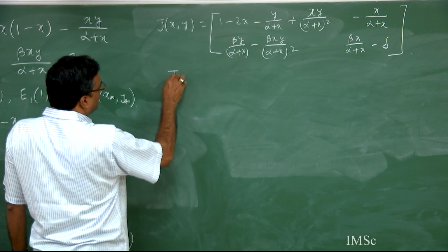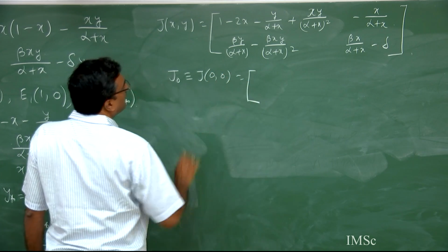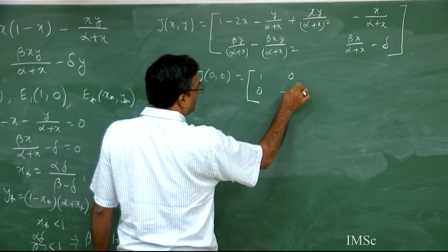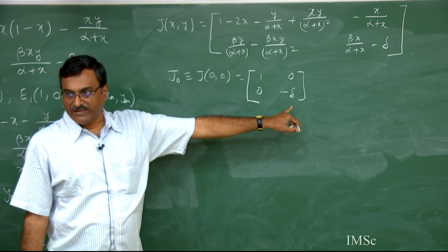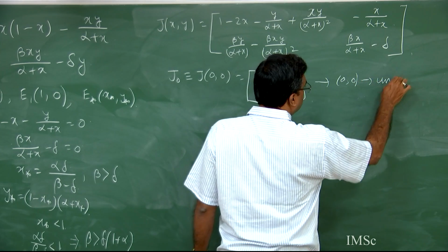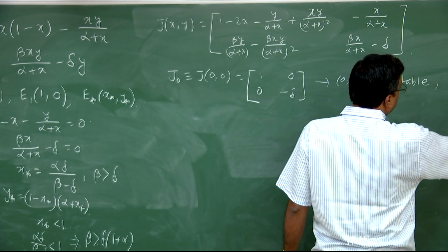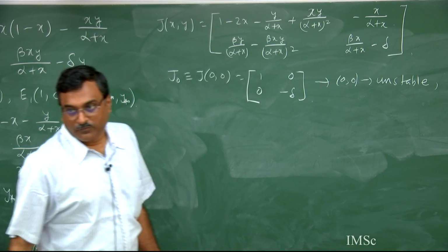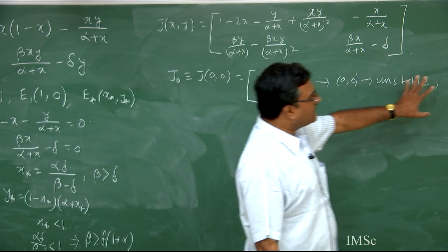Now if you calculate this at the origin (0, 0), then you will be having [1 0; 0 -delta]. A diagonal matrix, where one eigenvalue is positive and the other is negative. Therefore the origin (0, 0) is always unstable irrespective of any parametric restriction, and in particular it is a saddle point. Now you can verify one interesting thing here.